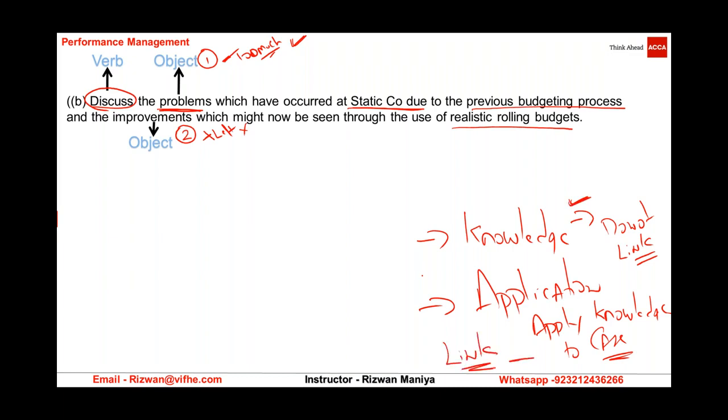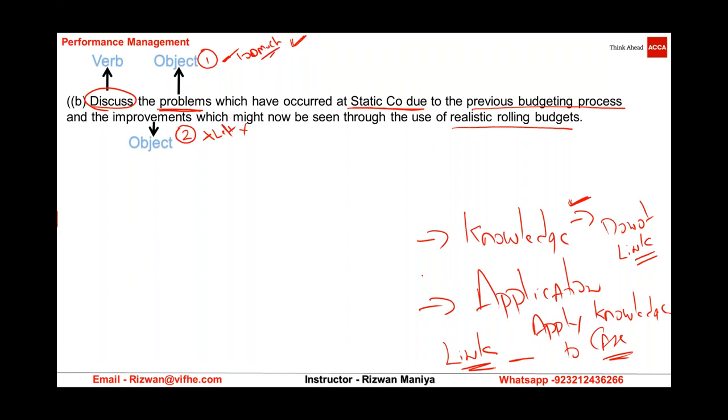So now let's read it. Discuss the problems which have occurred at Static Co due to previous budgeting process and the improvements which now might be seen through the use of realistic rolling budgets. Is this knowledge base or application? Come on, guys, reply me. I need reply from all these students. What do you think? Knowledge application. Just quickly write me. Be fast.